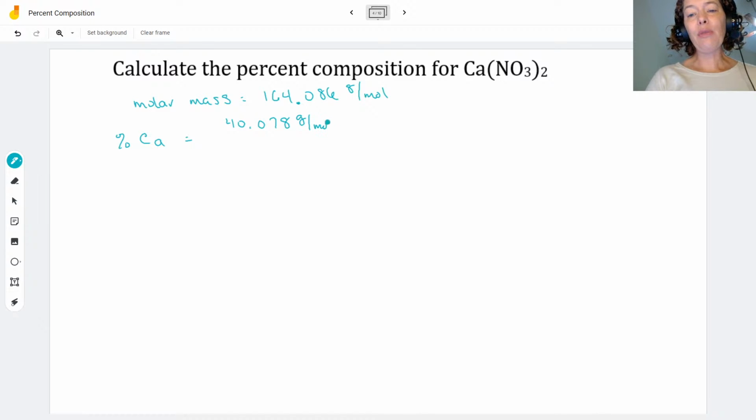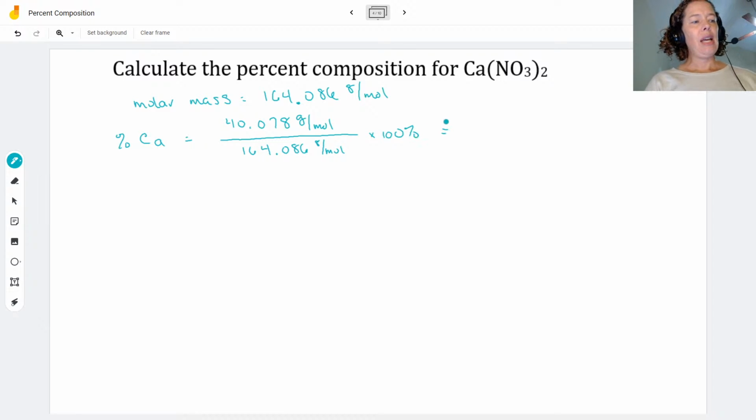Again, with a lot of these problems, do the way that makes the most sense to you. And of course, we're going to put this over our molar mass for our compound, grams per mole, times 100%. And now we can calculate this. So our percent calcium is 24.425%. Again, that is for calcium.